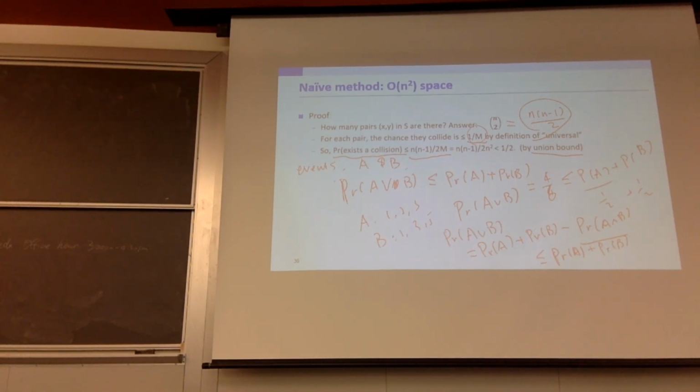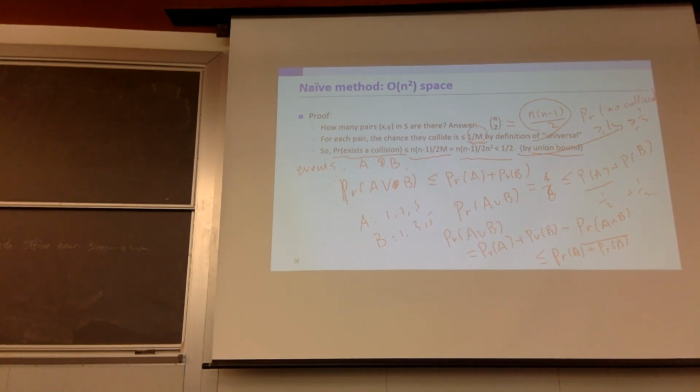If you do the calculation here by plugging in the number of buckets as n squared, you get that this probability is smaller than 1 over 2. Since the probability that there exists some collision is smaller than 1 over 2, the probability that you do not have any collision is greater than or equal to 1 minus that, which is 1 over 2. So that's how you prove this naive approach actually works.